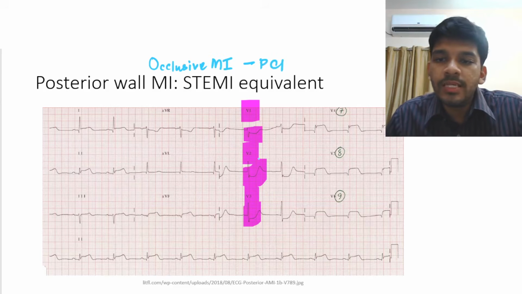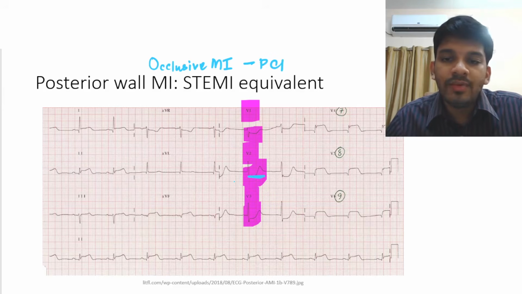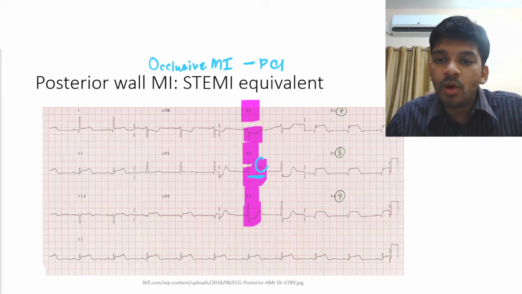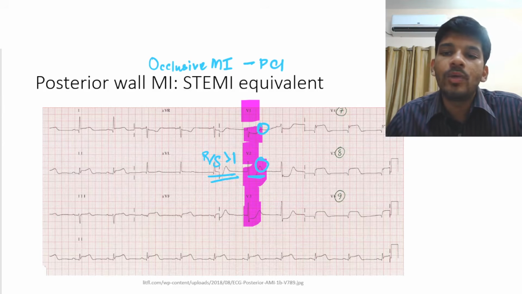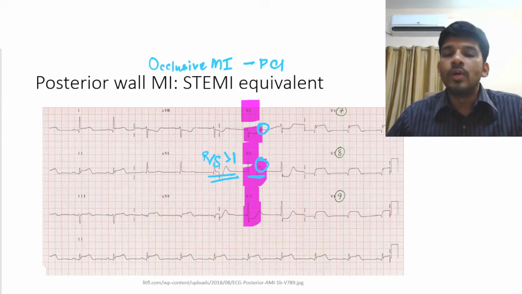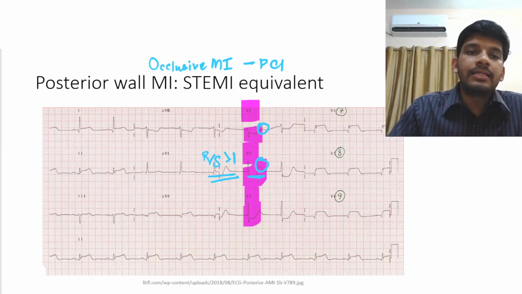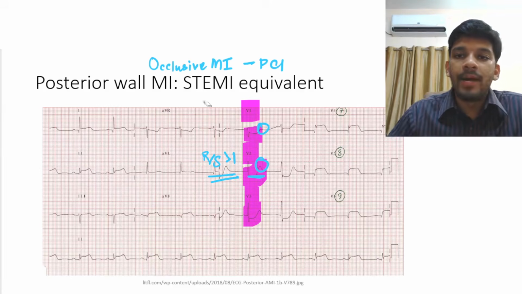Okay, so what you see here are horizontal ST depressions. The R waves are very tall. Actually, here the preceding R waves are very tall. The T waves are all upright. And what they say here is that in V2 you look at the R to S ratio, it is more than 1. So the R wave is prominent, R to S ratio in V2 is more than 1. These are all findings that suggest that it is a posterior wall MI.